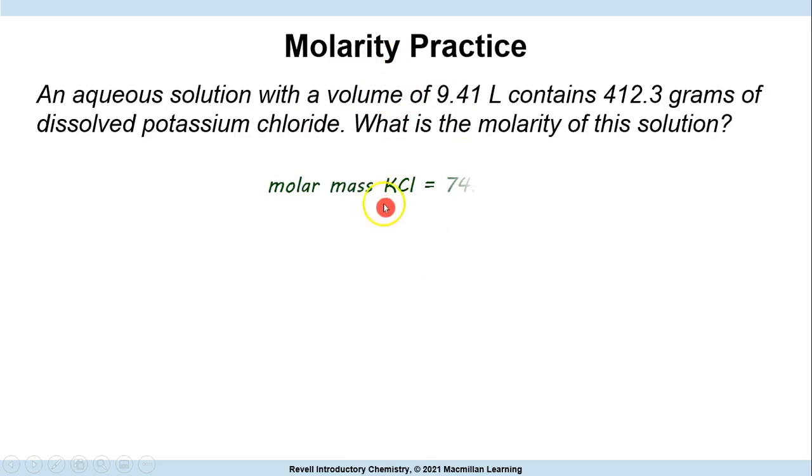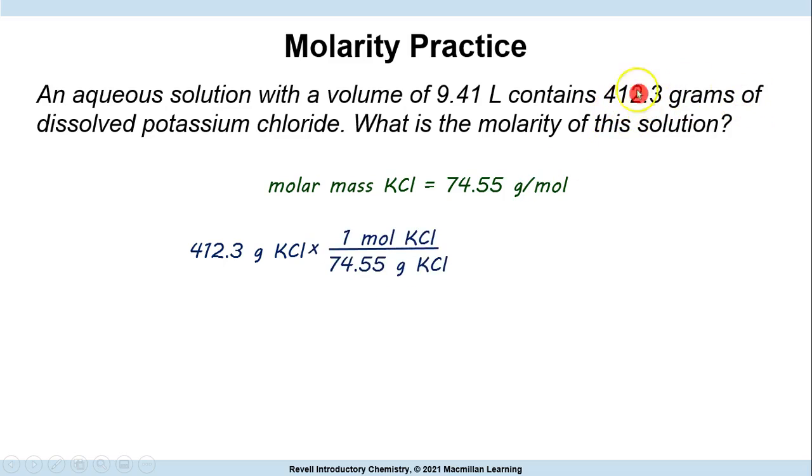So let's start. The molar mass of potassium chloride is 74.55 grams per mole. And we've been given 412.3 grams, so we have to convert this to moles. As always, we see here that grams will cancel with grams, and we are left with moles of potassium chloride. That gives us 5.531 moles of potassium chloride. Now we know the number of moles and we know the volume, so we can calculate the molarity, which is given by number of moles over volume.